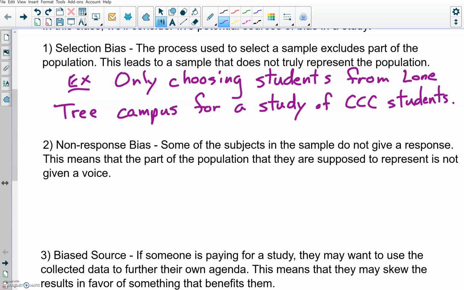Non-response bias: some of the subjects in the sample do not give a response. This means that part of the population they are supposed to represent is not given a voice. Yelp is a classic modern example. You look up a restaurant and see a whole bunch of super strong positive reviews, like best food ever, great service, server so-and-so was awesome, and you think, I don't know how I cannot go to this restaurant. Or you see responses like terrible food, terrible service, server so-and-so is so unattentive, and you think, I'm never going there at all.